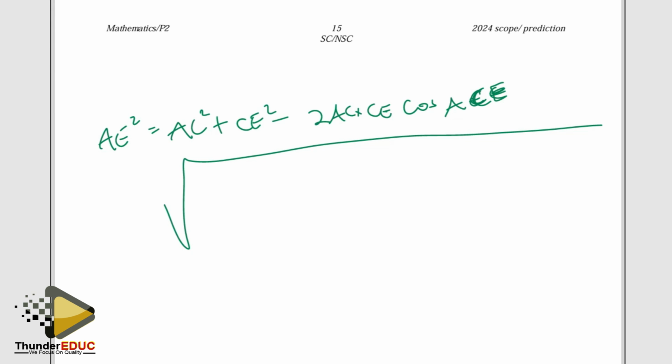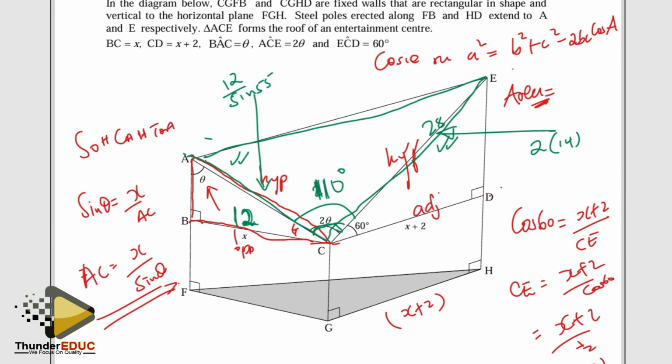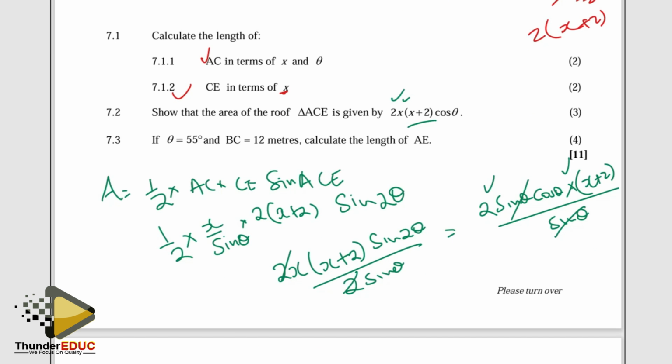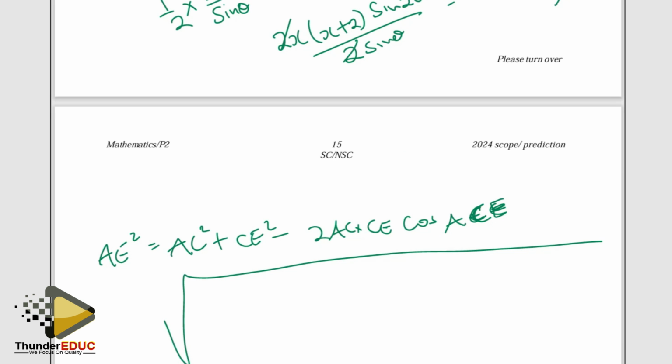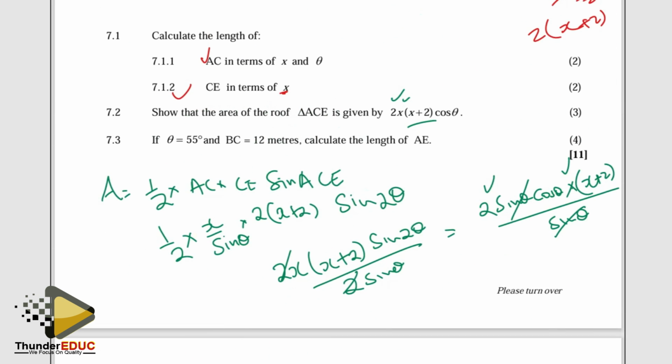When I punch that into my calculator, that's 12 divided by the sine of 55. Okay, I'll rather do it at once. 12 over the sine of 55 squared plus the CE, which we said is 28, minus 2 times 12 over sine 55 times the 28, and then the cos of 110. Then you get your answer. Whatever answer you get, that will be the final part.